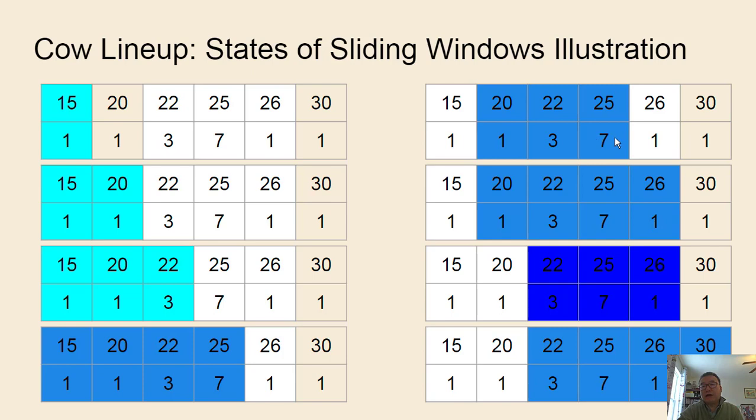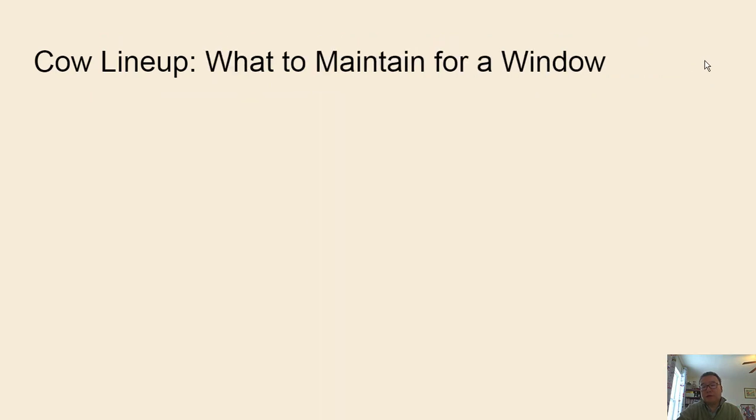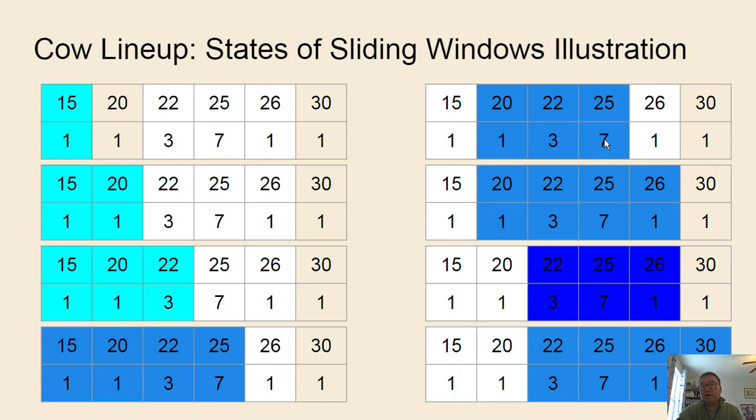And fortunately, updating the number of cows of each breed can be done efficiently, because each time we're just adding a cow or removing a cow. And we can use a hash map that maps each cow breed ID to the number of cows of that breed, and then we can update it in constant time.